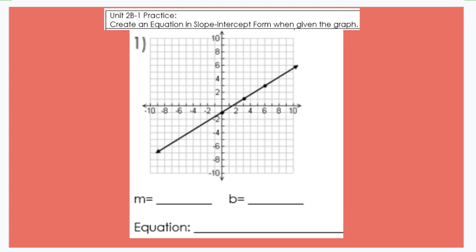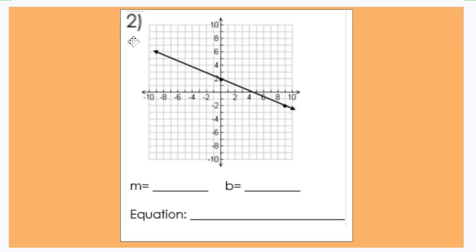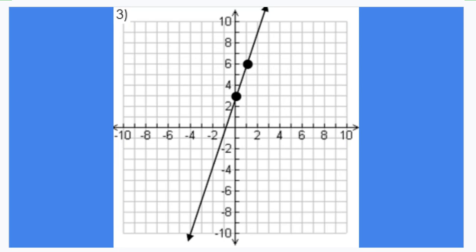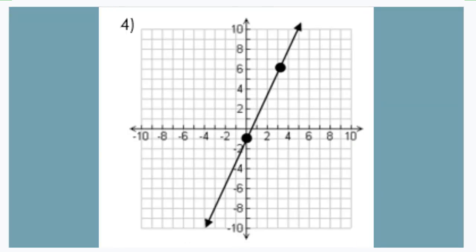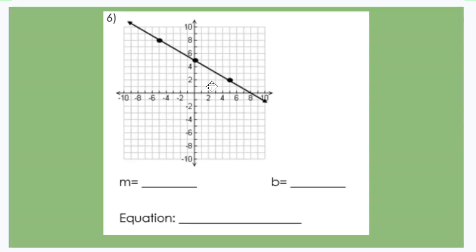Remember, 1 is uphill, and 2 is negative, so going downhill. Don't let that one trick you up. Look back at your examples if you need help. 3 is uphill, 4 is uphill, 5 is uphill, and so is number 6. Actually, 6 is going downhill, so that's a negative slope. All right, so try these. Look back at your examples to help you.